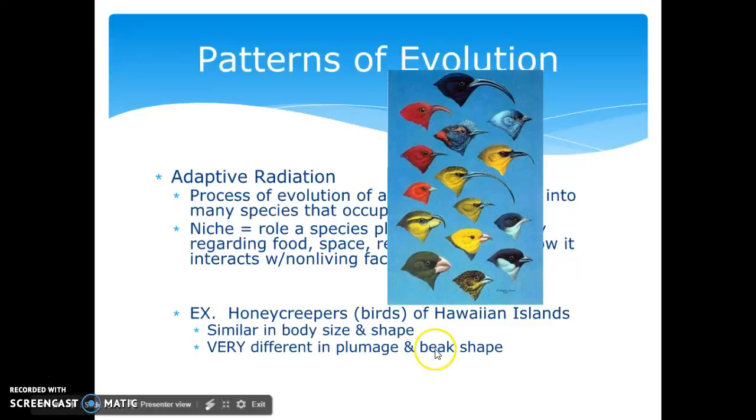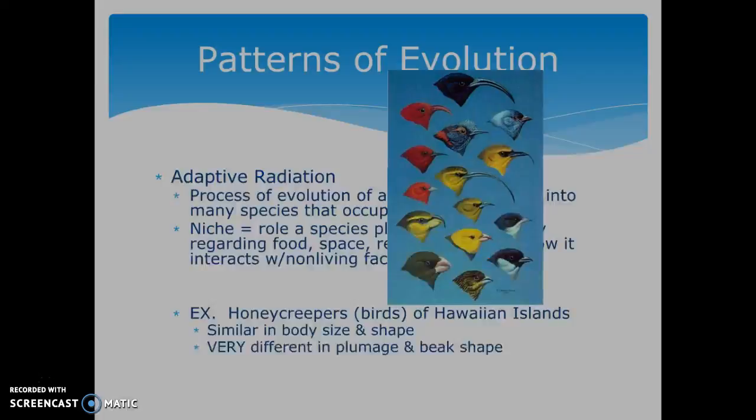So this guy shows this. These are all honey creepers, and if you take a look at them, they look very, very different. This guy probably gets insects out of trees or maybe uses it for nectar. These guys down here probably eat nuts, and maybe some smaller insects. So that's what adaptive radiation is: you have kind of one species that looks very, very different due to their environmental conditions.